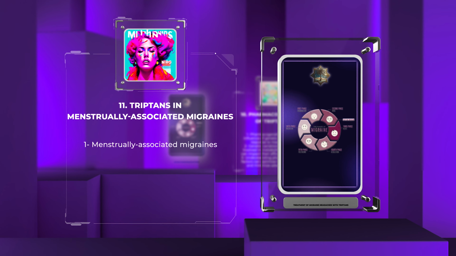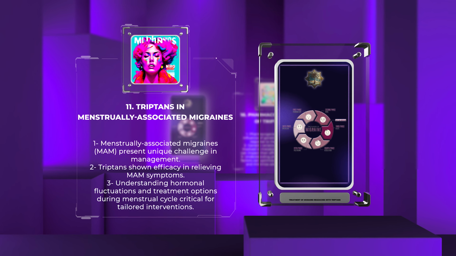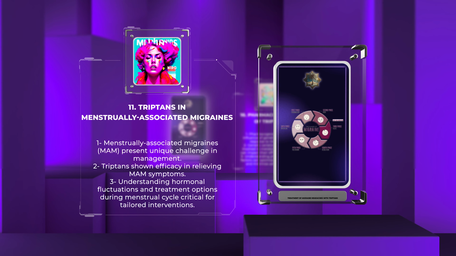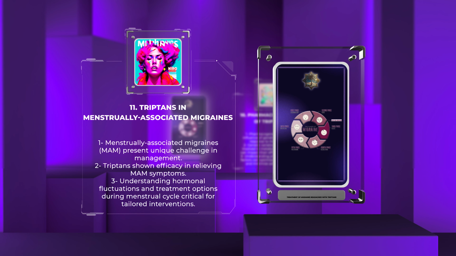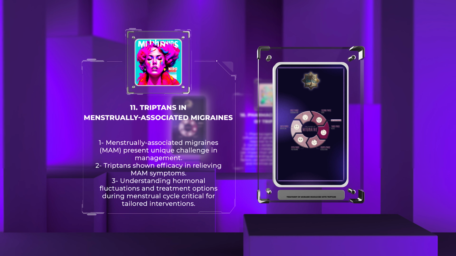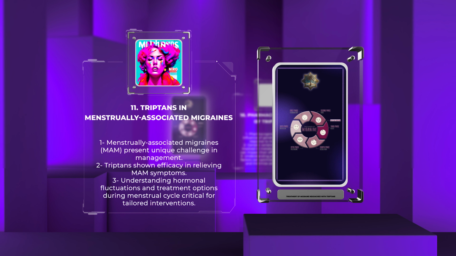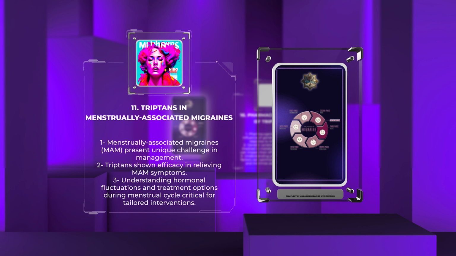Migraines occurring in association with the menstrual cycle, commonly known as menstrually associated migraines, MAM, present a unique challenge in management. Triptans have shown efficacy in relieving MAM symptoms, with some formulations specifically indicated for this indication. Understanding the hormonal fluctuations and treatment options during the menstrual cycle is critical in tailoring therapeutic interventions for MAM.